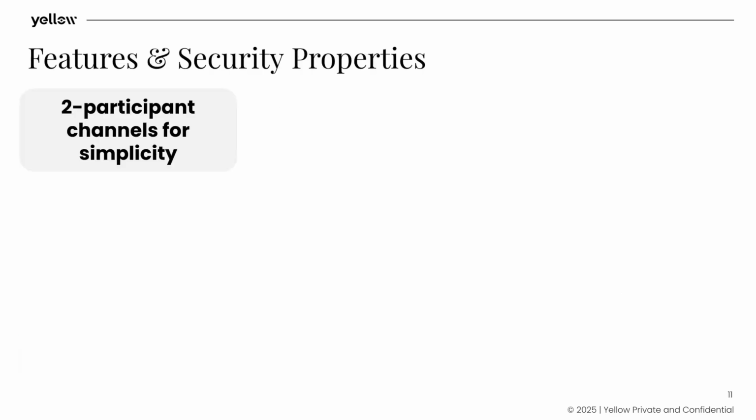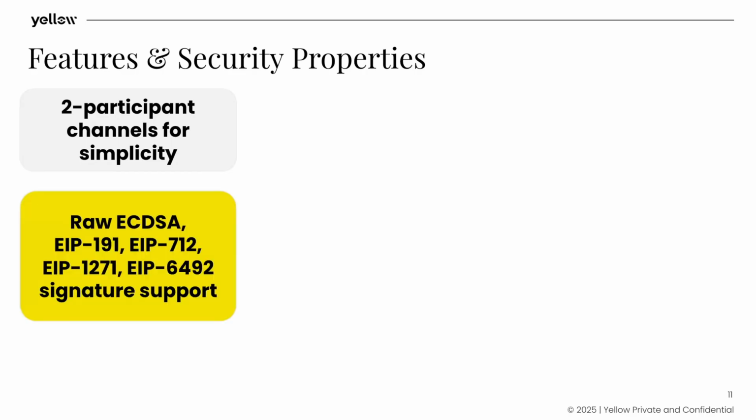Currently, custody only supports channels between two participants. The most common use case is a channel between a user and the node, which in fact gives access to the Yellow network. We think that this greatly simplifies the on-chain state channels part, allowing us to focus more on the virtual application and the network itself. Additionally, custody supports several signature formats, such as raw ECDSA, EIP-191, EIP-712, EIP-1271, and EIP-6492.